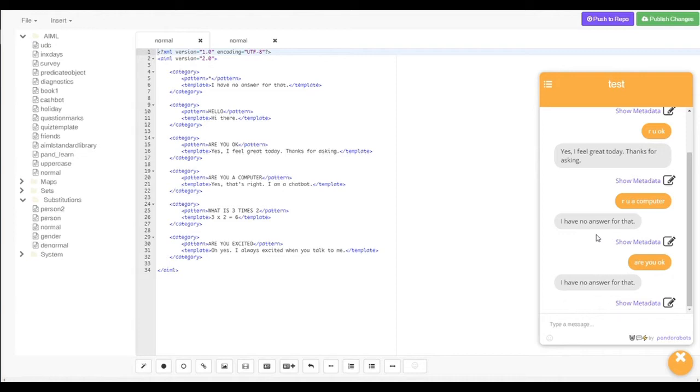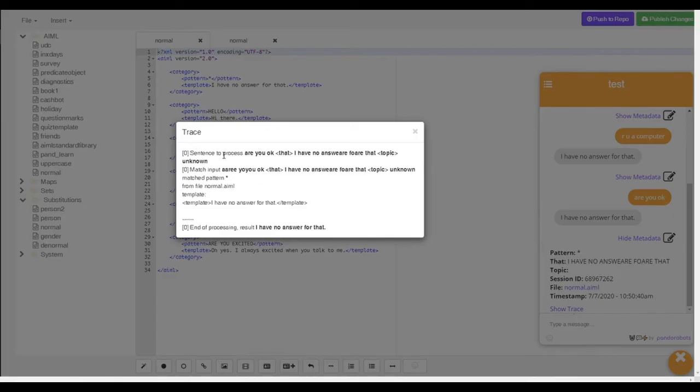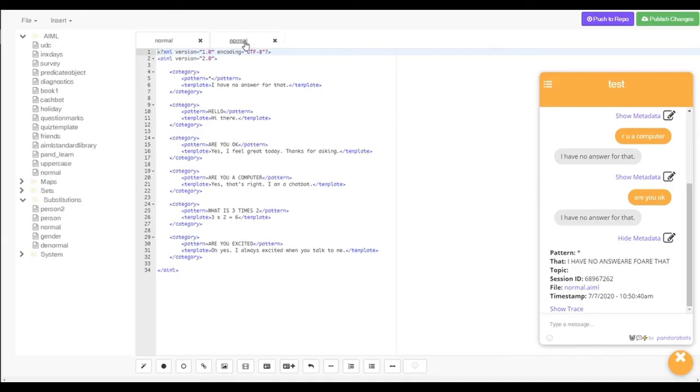The eagle-eyed among you may have already spotted why. But right, we have this option here, show metadata. If we click on this and say, are you okay? I have no answer for that. Now look at this, show trace. In fact, what it's trying to input is this strange nonsense there. Why is that? The reason lies in our normal file.